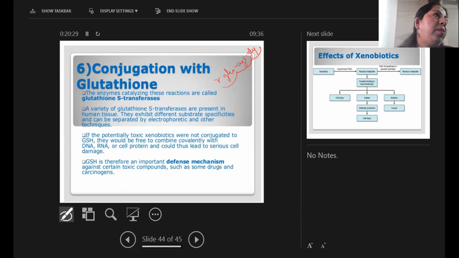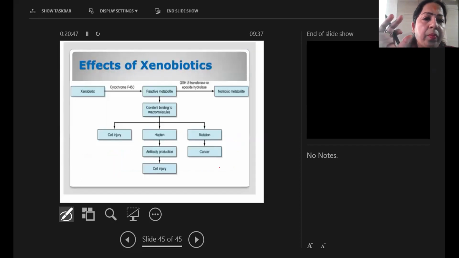This is a very, very important reaction for detoxification of certain substances which necessarily undergo glycination reaction. In the form of glycine conjugates, they can easily be excreted out of the body. Now, overall, in a nutshell, this is what can be the effect of xenobiotics. So this is a xenobiotic. What can be the different fates of xenobiotics? Have a look at the slides and try to understand.